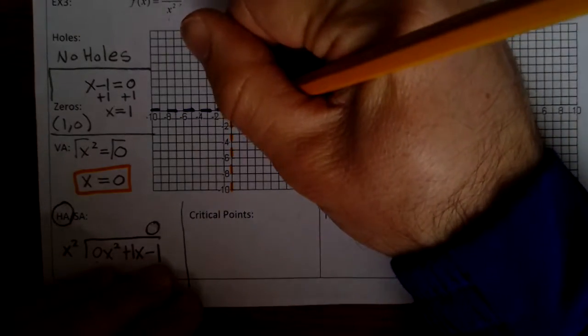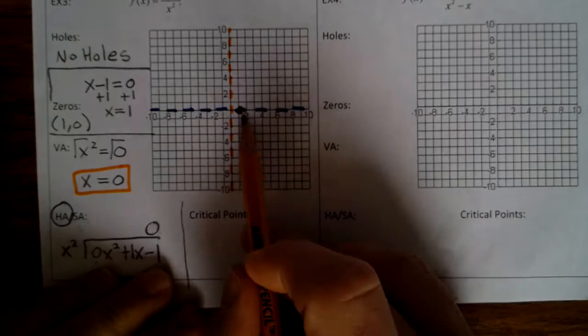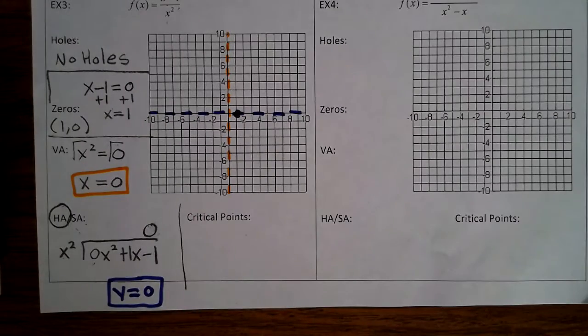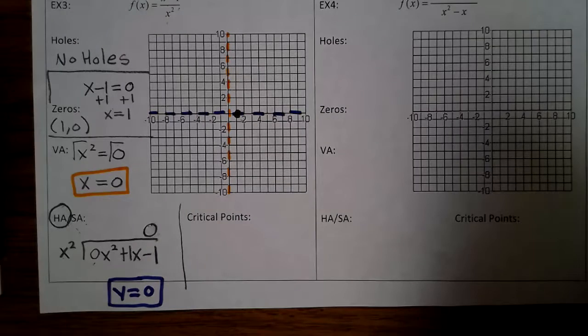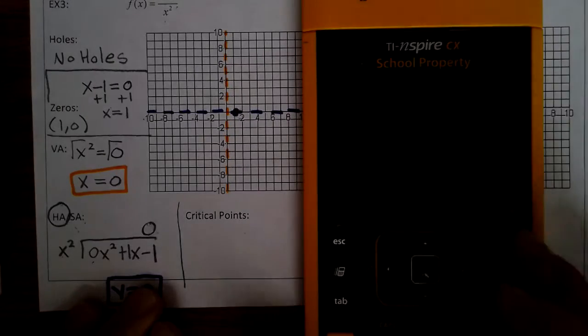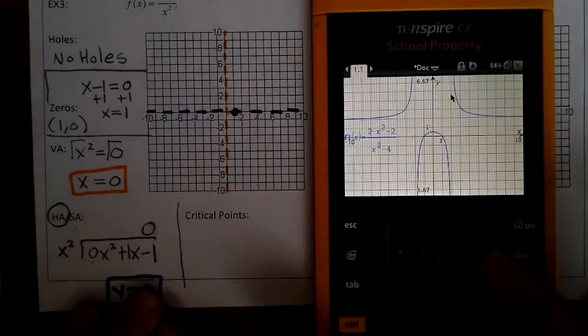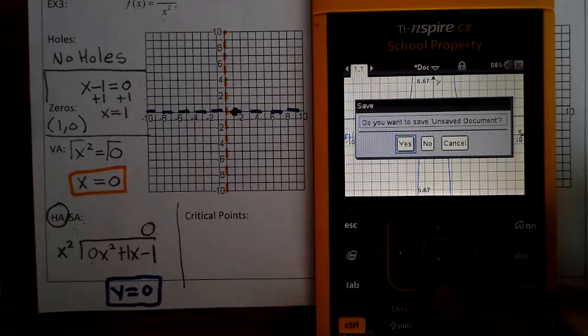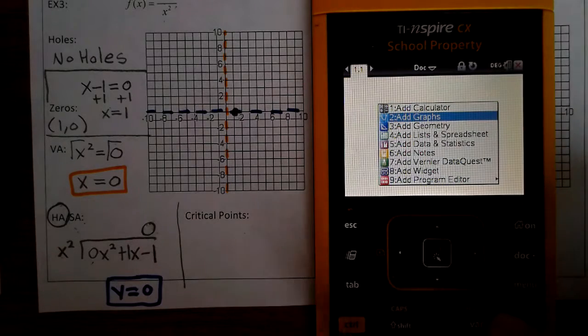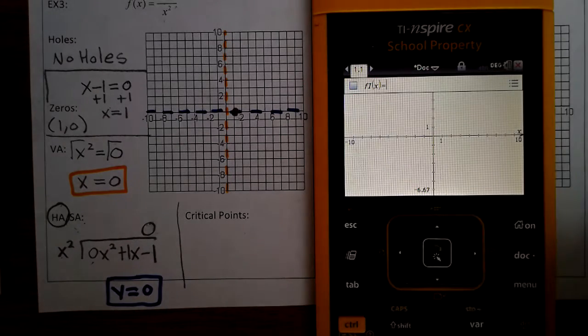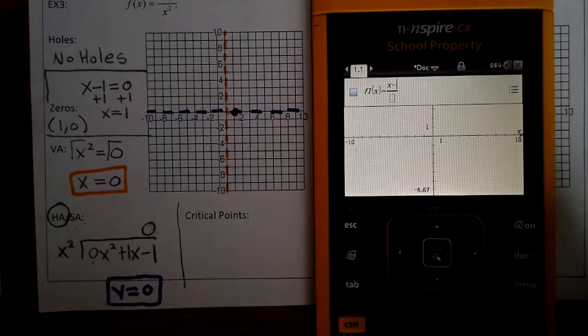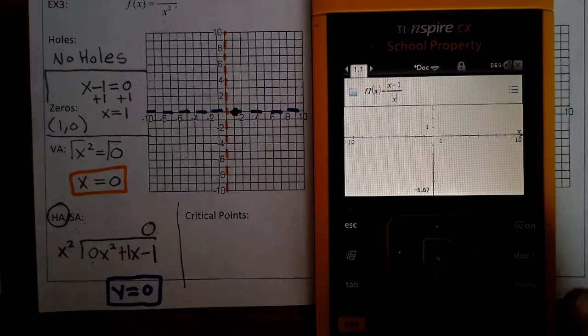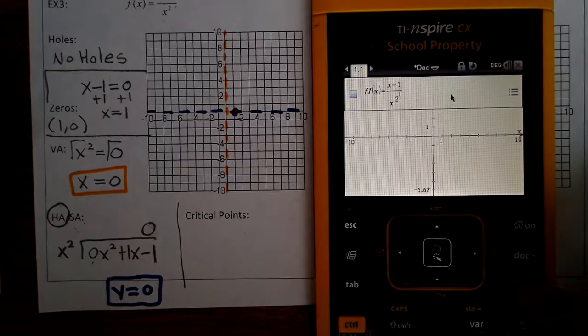All right, now to find the critical points, we're going to graph. So we're going to go to on, new documents, no, add graph. Let's control divide, x minus 1 divided by x squared. Enter, menu, view, grid, line grid. And it looks like we can use the points. This one's a hard one.